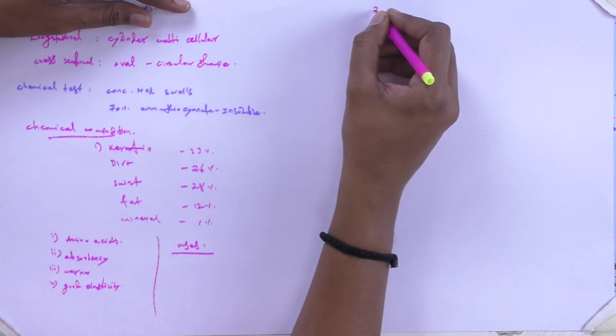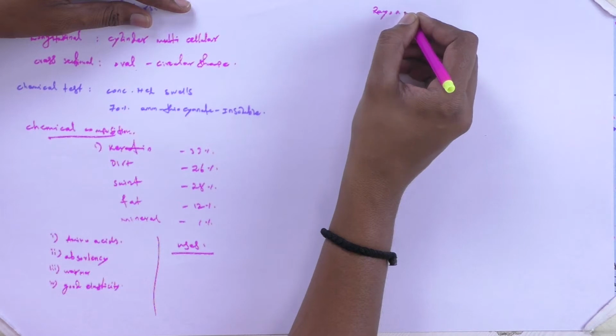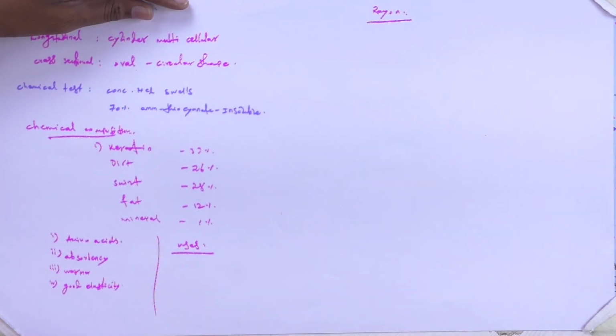The next fiber is rayon. Rayon, as you know, is a synthetic fiber, but it is a derivative of cellulose fiber. Cellulose fiber is dissolved in some solution and converted into an acetate form, known as viscose rayon, or it is converted to cellulose xanthate. It is a derivative of cellulose, known as viscose rayon.